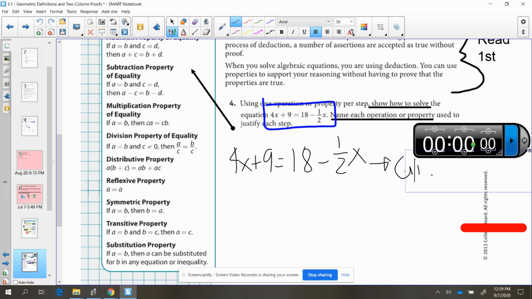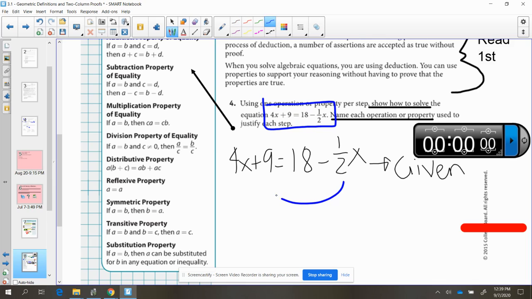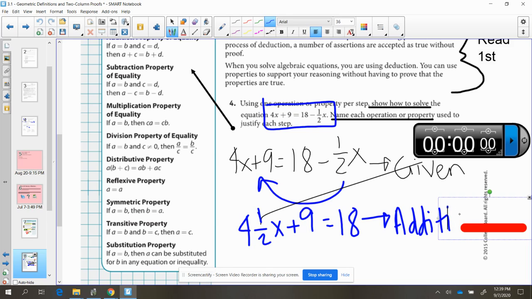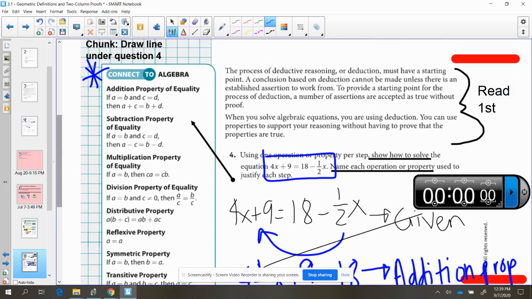This is the original setup. And you could do this a couple different ways, but maybe you say, okay, I'm going to add this to the other side. I'm going to have 4.5 x's on this left-hand side and none left on my right-hand side. Well, why was I allowed to do that? I used the addition property that is located right up here, right?